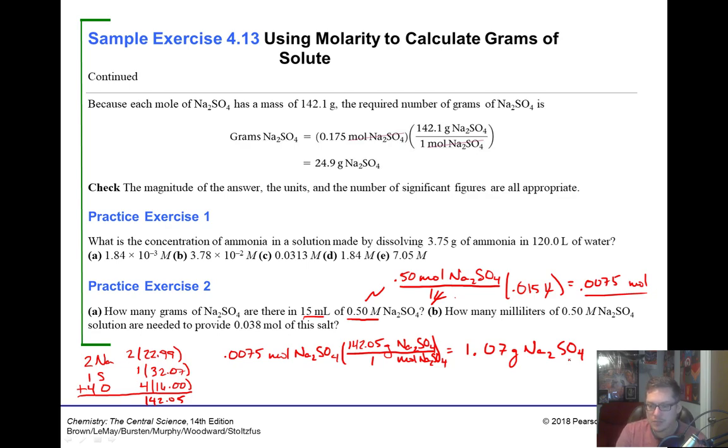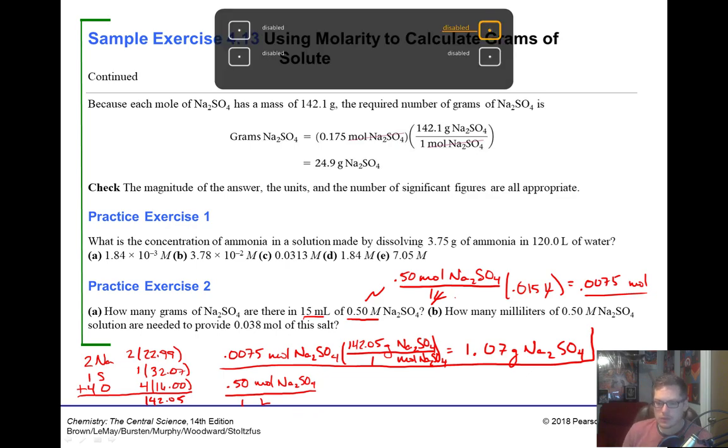Part B says, how many milliliters of 0.50 molar sodium sulfate are needed to provide 0.038 moles of this salt? This is kind of the same idea. I'm going to draw a line here to delineate what we're working on. It's the same idea, only we don't have to find molar mass, so it's not nearly as bad. Remember that 0.5 molar really just says that we're starting with 0.50 moles of Na2SO4 for every 1 liter.